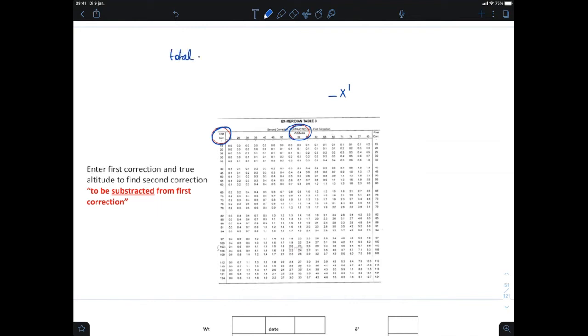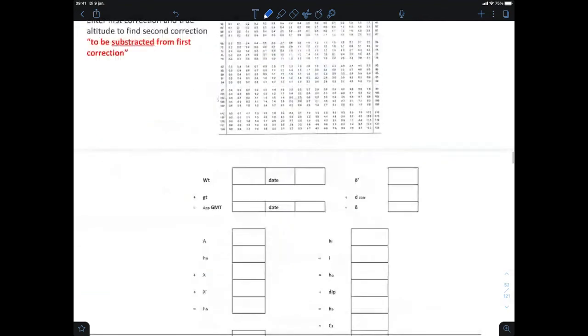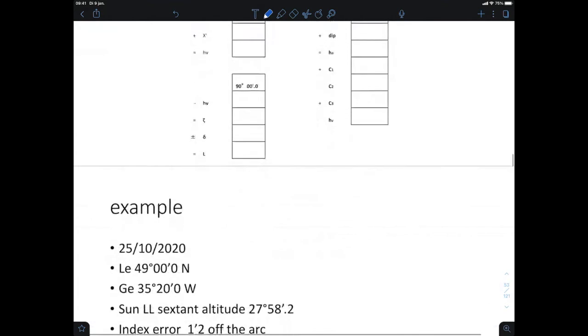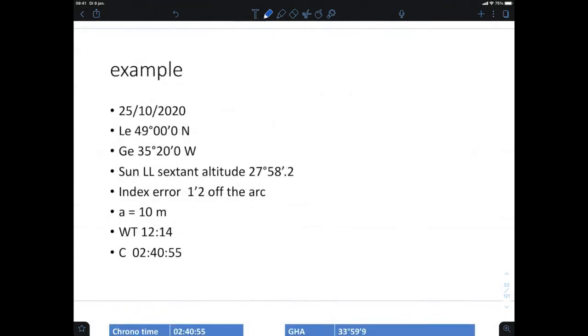The total correction is always X minus X accent. And so the total correction will have to be added to your HV or subtracted from the zenith distance. And so this is how we will use this X-Meridian method. This is the schedule that you can use, or the system that you can use. I think it's a good idea if we do an example.